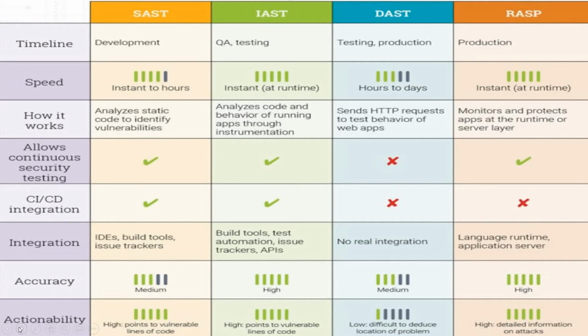When we talk about continuous security testing, DAST is not applicable there. Similar to CI/CD integration, RASP and DAST are not applicable to the CI/CD pipeline. So if you are already on a DevOps model, then you have to go for either SAST or IAST, because the others cannot be integrated with the CI/CD pipeline. Why? Because RASP is first of all not a testing tool; it's a monitoring tool. So that's something which gets applied onto a running website, and so is DAST.